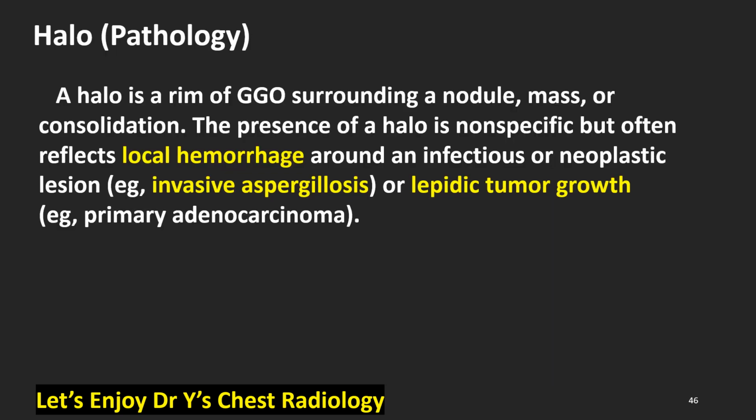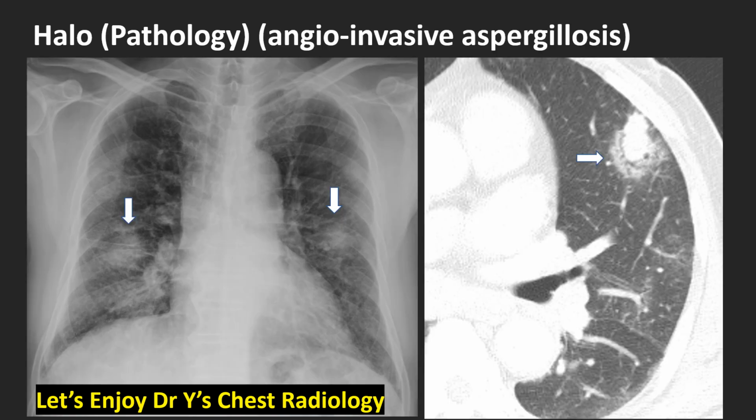Halo, pathology. A halo is a rim of ground glass opacity surrounding a nodule, mass, or consolidation. The presence of a halo is nonspecific, but often reflects local hemorrhage around an infectious or neoplastic lesion. For example, invasive aspergillosis or lipidic tumor growth. For example, primary adenocarcinoma. Halo pathology, angio-invasive aspergillosis. Arrows indicate the halo.